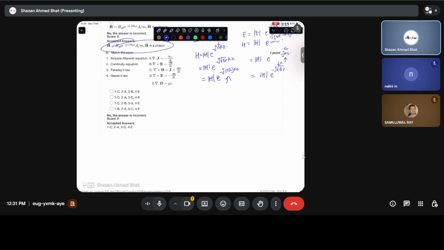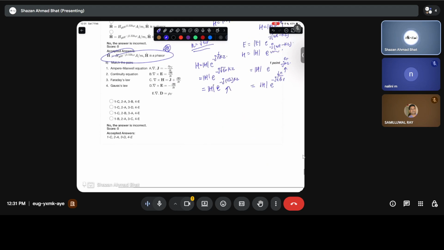I don't know if it needs explanation. We need to just match the following equations, and we need to see which one is which. So this one you can directly identify. It's Gauss's law. The divergence of the electric displacement vector depends upon the total charge density.